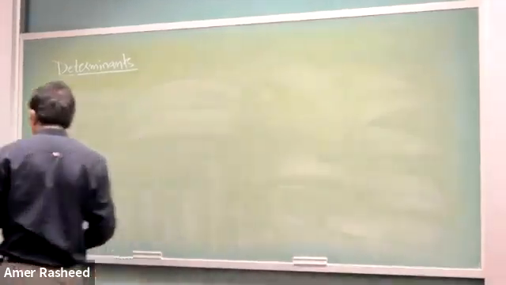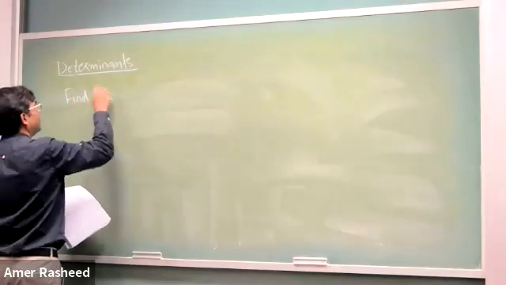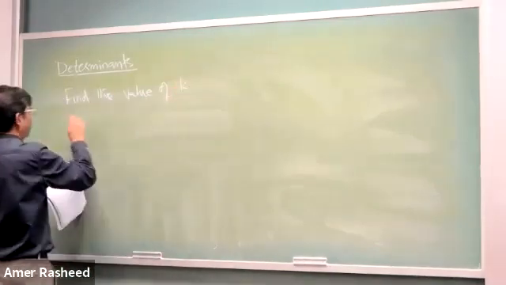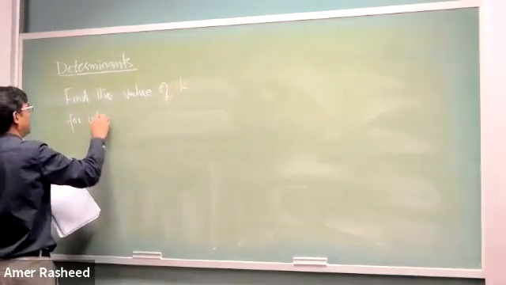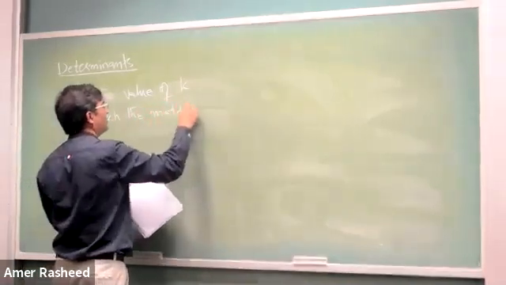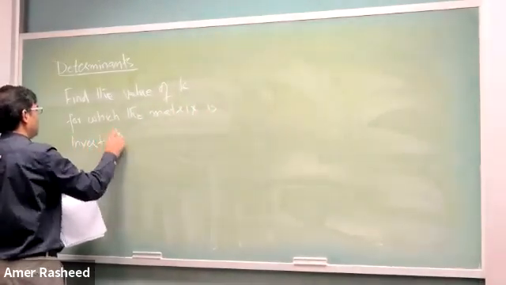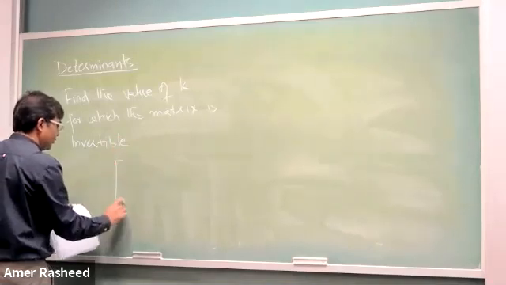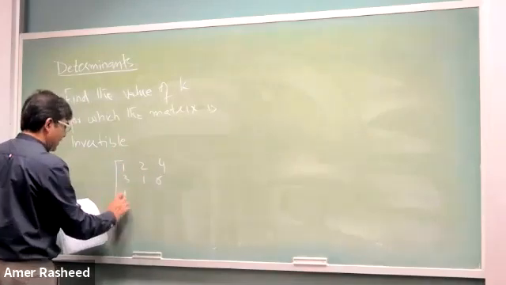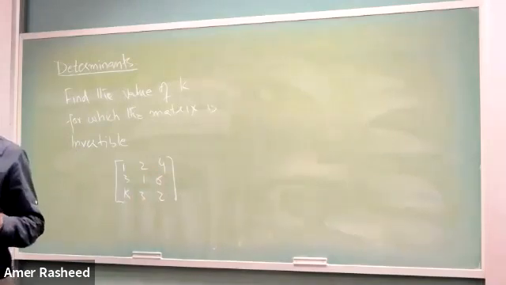Here's an exercise. Find the value of k for which the matrix given below is invertible. So this is your matrix: 1, 2, 4, 3, 1, 6, k, 3, 2. How can you find the value of k here?